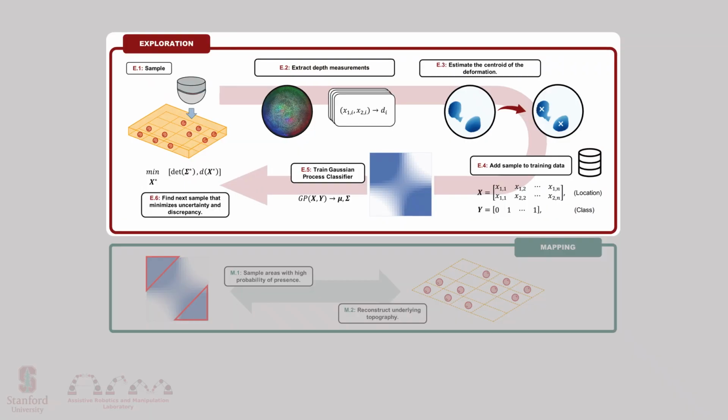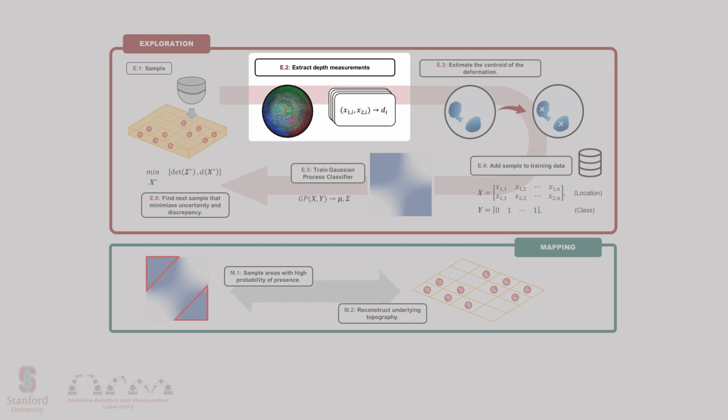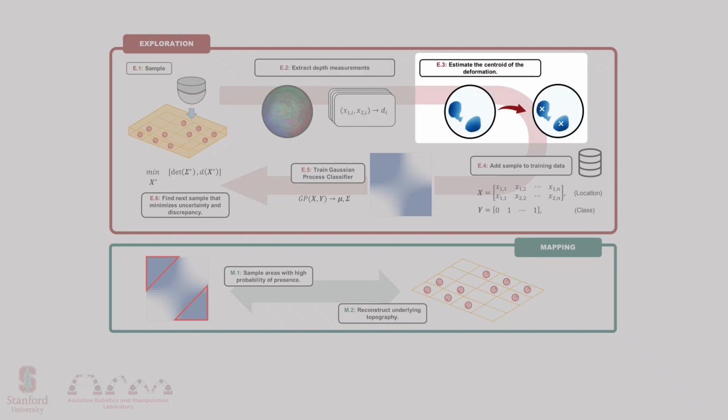There is an exploration phase, where a probabilistic estimate of the location of the embedded objects is built using a Bayesian approach. We first sample the workspace using DenseTact 2.0. The sensor produces a depth image from the raw image. This depth image is then processed by thresholding a minimum amount of deformation. The result is a series of clusters from which we can find their corresponding centroids.